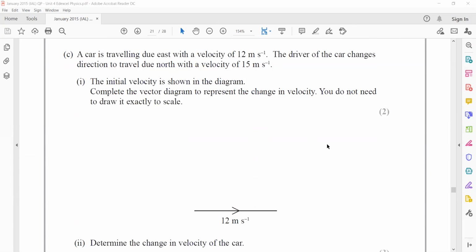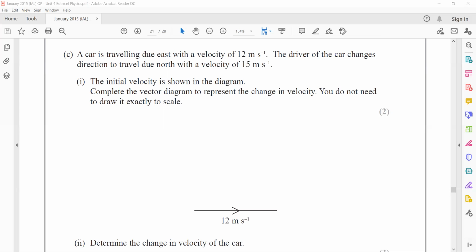A car is traveling due east with a velocity of 12 meters per second. The driver of the car changes direction to travel due north with a speed of 15 meters per second. The initial velocity is shown. Complete a vector diagram to find the change in velocity, or the difference in velocity.